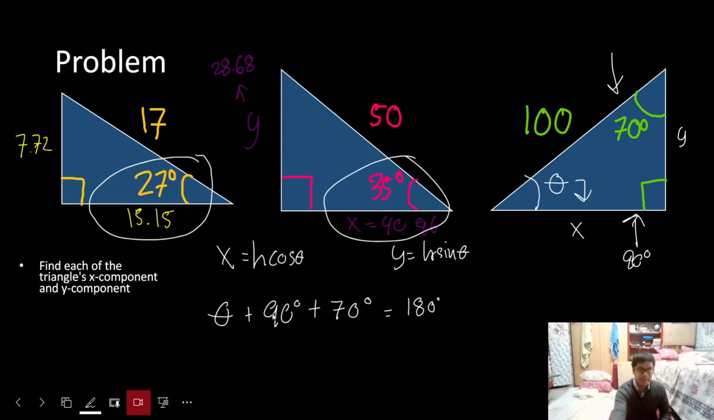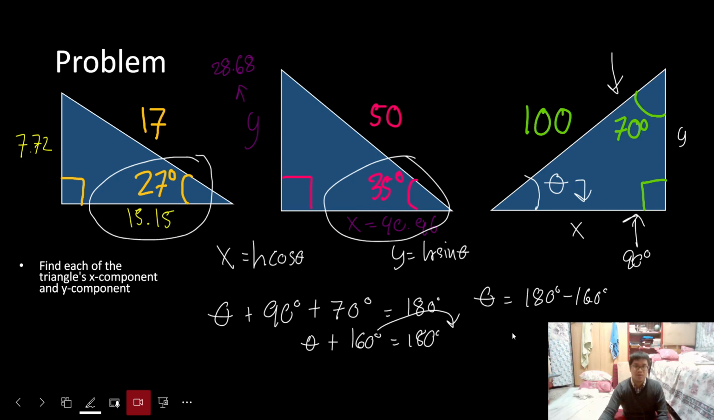So what is 90 plus 70? I think that's 150, if I'm correct. I'm just making sure. It's 160. 90 plus 70 is 160. So we will transpose 160 to the right. We will have theta is equal to 180 degrees minus 160 degrees. Getting the difference of the two, we have 20 degrees as a result.